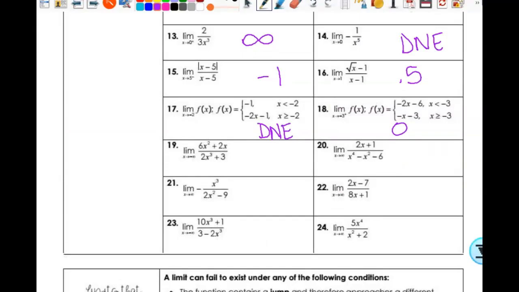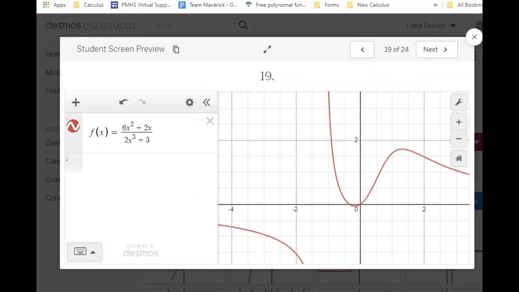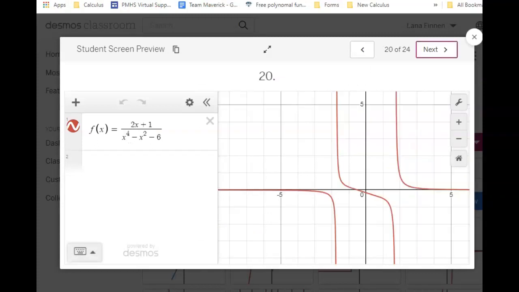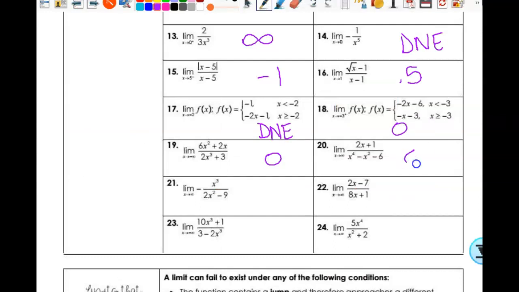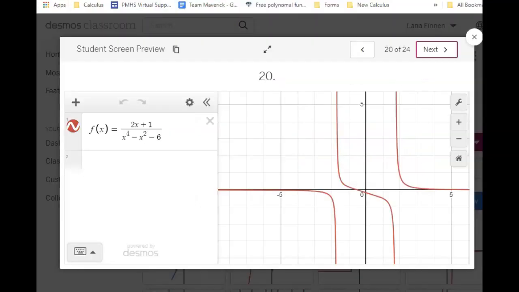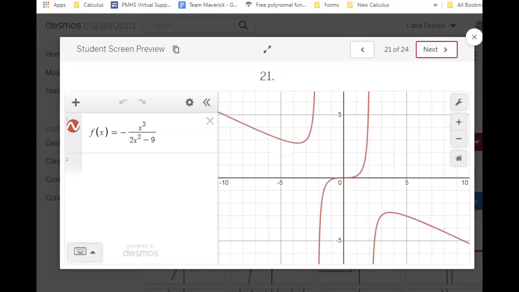So my answer is 0. The next one, we are approaching infinity. So as x approaches infinity, what is the function approaching? 0. All right, so then the next one is x approaches infinity. What do you think? -infinity.